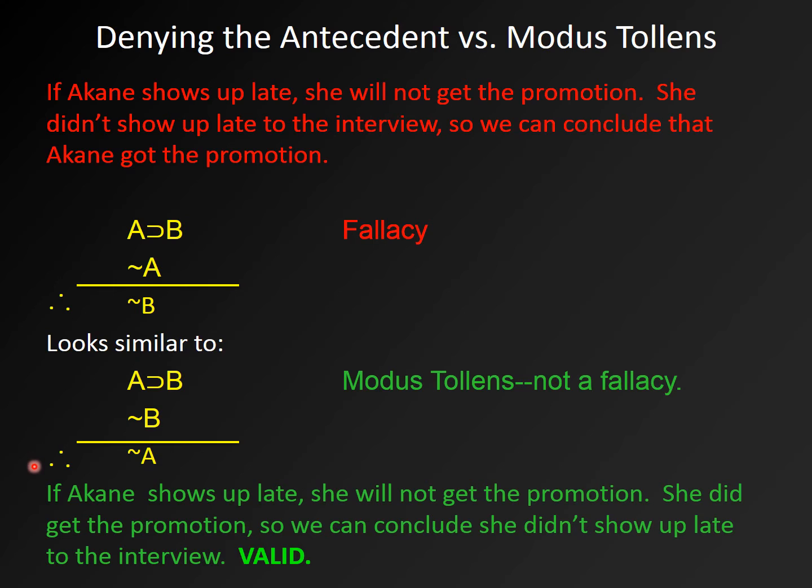So to correct it, we would say, if Akane shows up late, she will not get the promotion. She did get the promotion, not B. Therefore, we can conclude that she didn't show up late to the interview. Because if she did show up late, we know that she would not get the promotion.